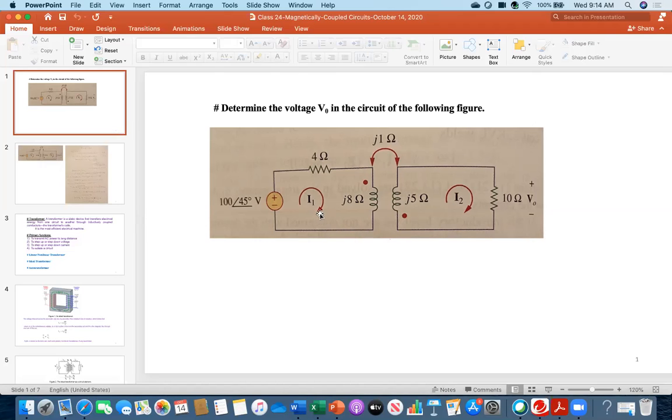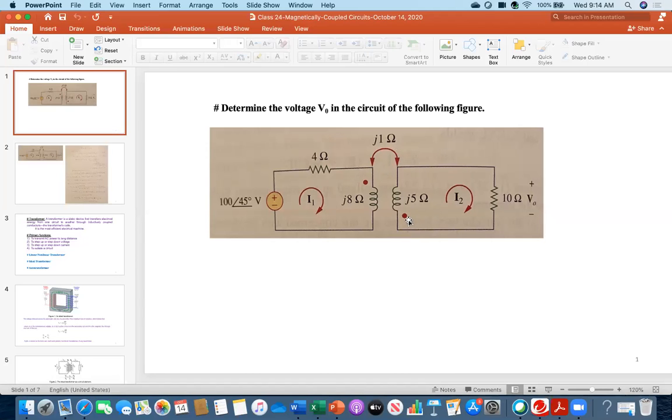For I1, because this is clockwise, it will enter at the dotted terminal first. In this case also, because I2 is also clockwise, it is also entering at the dotted terminal. That's why the voltage corresponding to mutual inductance will be added. So you are right.